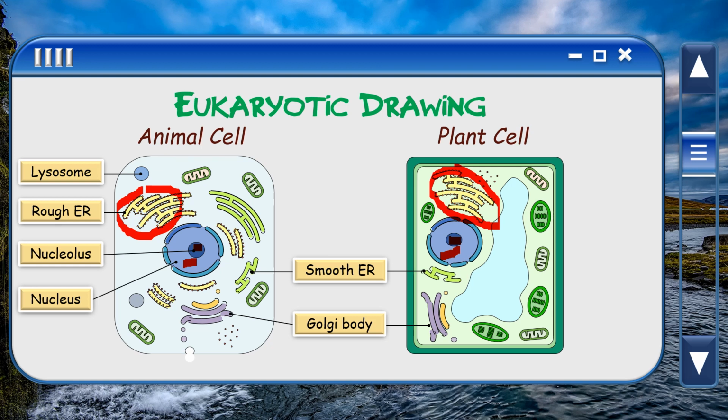We have the smooth endoplasmic reticulum, the structure. We have the chloroplasts. Chloroplasts are only found in plant cells, and they are absent in the animal cell. Then we have the mitochondria. They do exist in animal cells, and they also exist in plant cells. Those are the mitochondria.